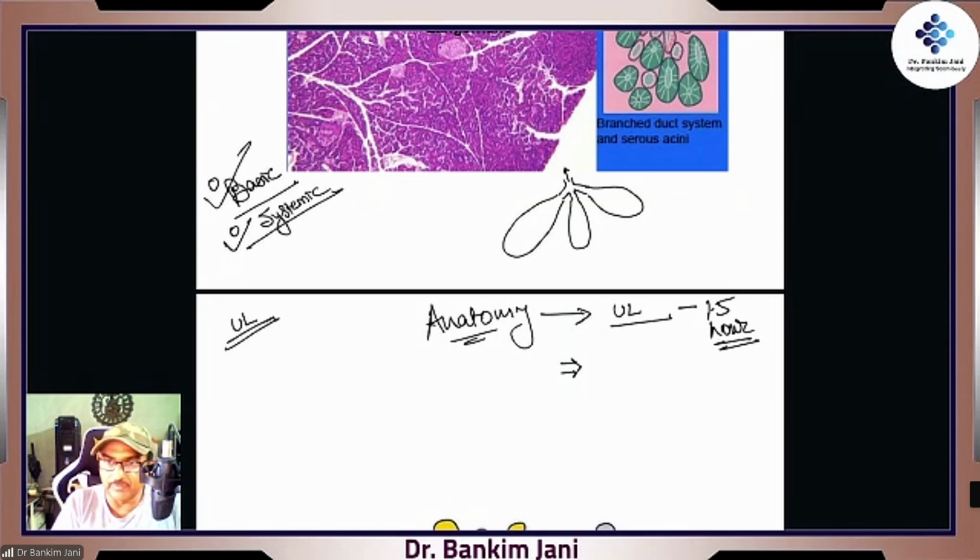See, upper limb is very important, especially the brachial plexus. So many questions, even in clinicals, even in USMLE Step 1, right? In Step 1, so many questions will come from the brachial plexus. And those questions are like scoring questions. They are like mathematics.